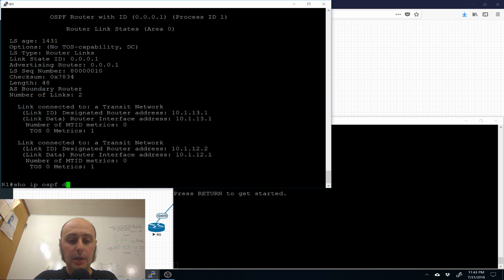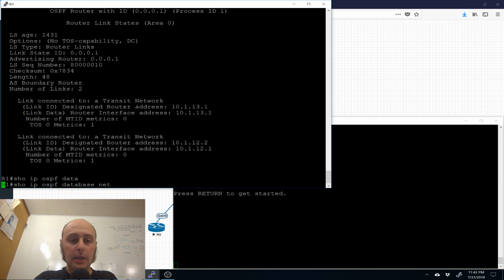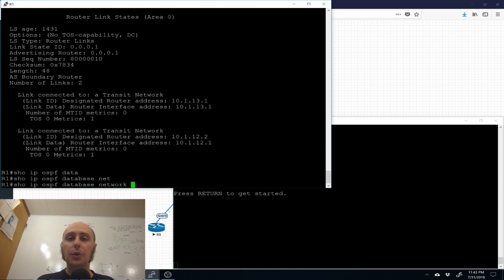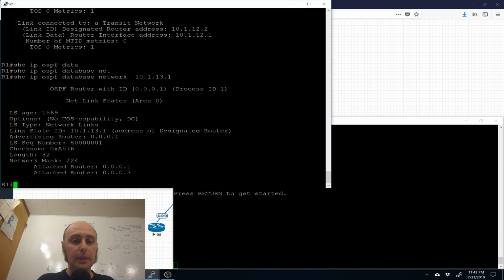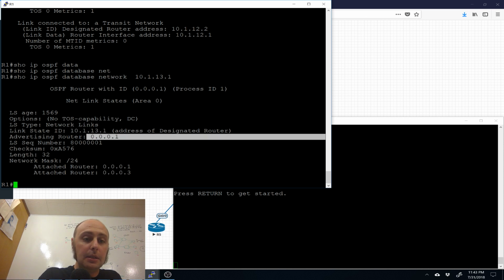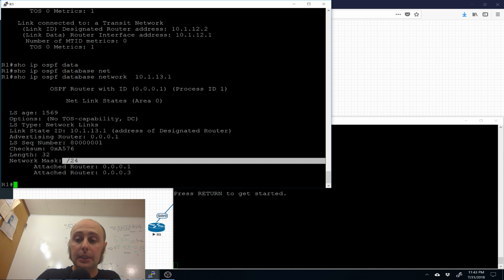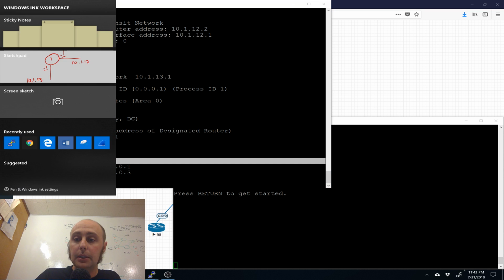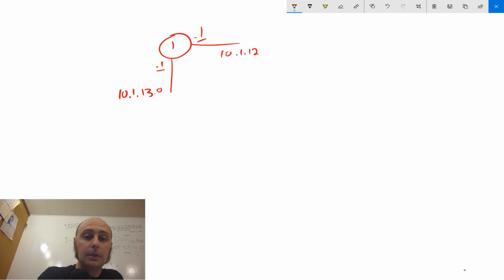Show IP OSPF database. The DR is the only one that sends out LSA type 2s, which are network LSAs. So let's throw that in there. What this is telling us is that this was the IP address of the designated router, which is ourself. Here's our router ID. It was a /24 link. So let's add that to our topology. Maybe I should just start over with this guy.